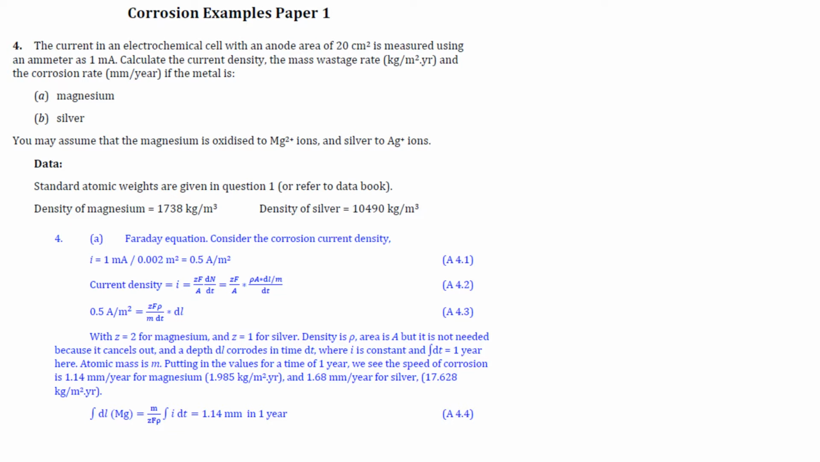Okay, and it gives you some data. And this is nice and easy to do. So you just say current density, small i, is current per unit area, or charge per unit area per unit time. So you just say equation A4.1, the 1 milliamp in the 20 centimeters squared gives you 0.5 amps per meter squared.